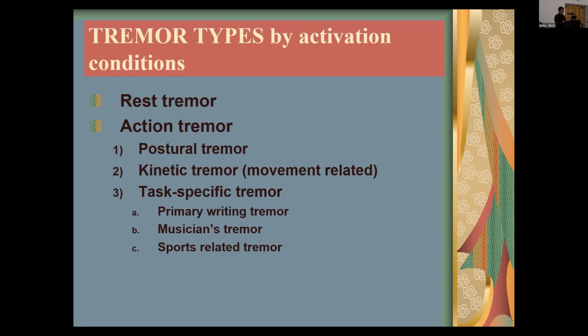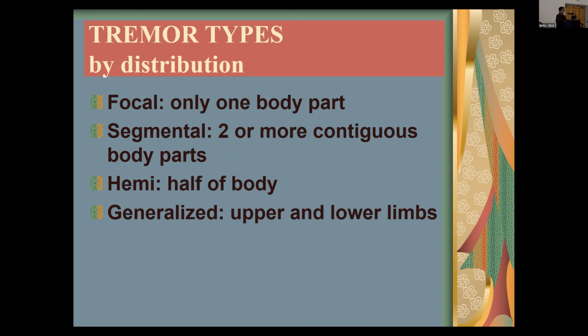And then I also look at the distribution. The most common thing I see is focal tremor. Focal means it's in one body part, for instance, just your head, or just your chin, or just your voice, or one hand, and so forth. Whereas segmental tremor means two or more contiguous parts are involved, for instance, let's say your head and one arm, or an arm and your body. So it's contiguous parts. And then hemi means half of the body, either your right side or left side. And then generalized tremors would be tremors that involve your upper and lower limbs.